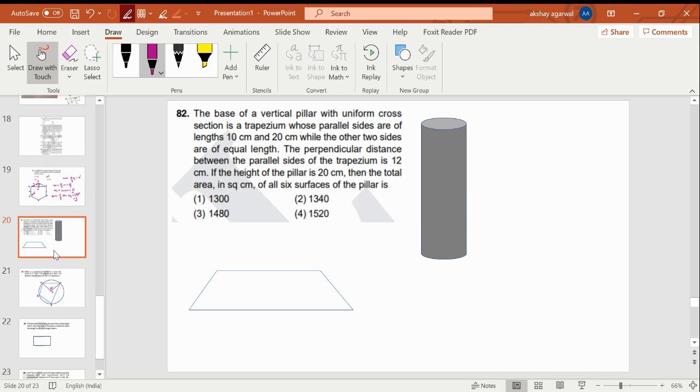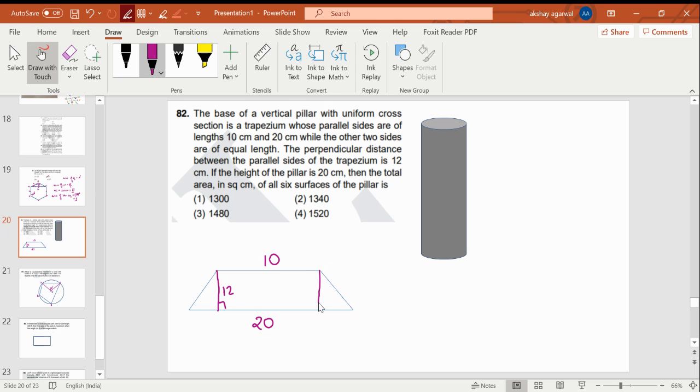Base of a vertical pillar with uniform cross section is a trapezium whose parallel sides are of the lengths 10 centimeters and 20 centimeters. So I've already taken a trapezium. This side is 10 and this side is 20, while the other two sides are of equal length. The perpendicular distance between the parallel sides of the trapezium is 12 centimeters. So the trapezium has a height of 12.